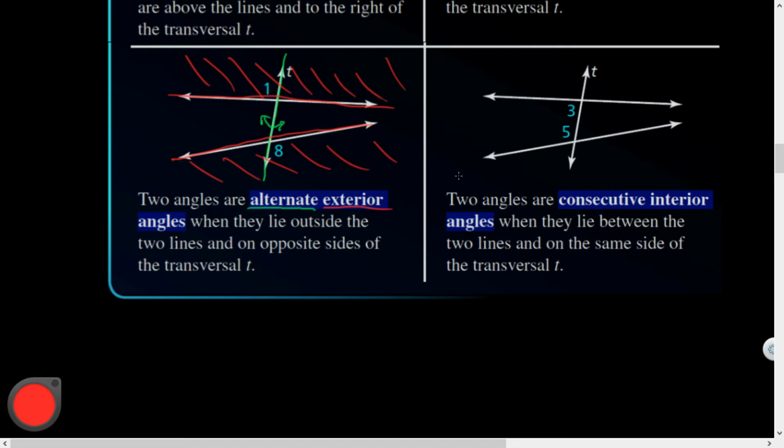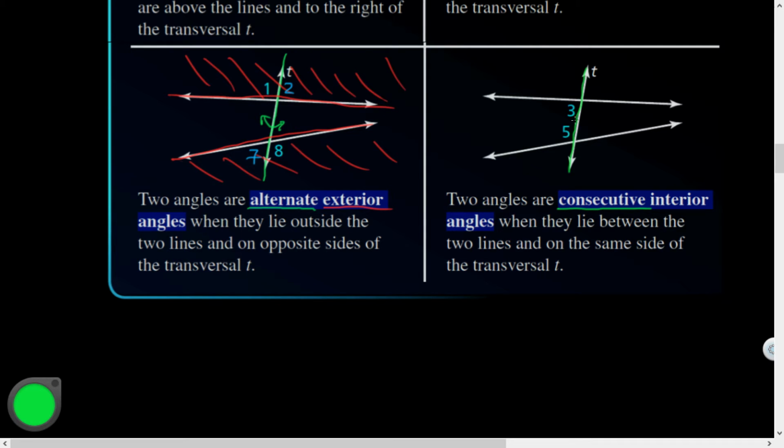But they're on the exterior of those two lines, right? They're outside. They're not within those two lines. So those are alternate exterior. Another pair of alternate exterior angles would be, if I called this angle 7 and angle 2, angles 7 and 2 are alternate exterior angles. Wow, guys, you're figuring this out, right? This is making sense? Super easy.